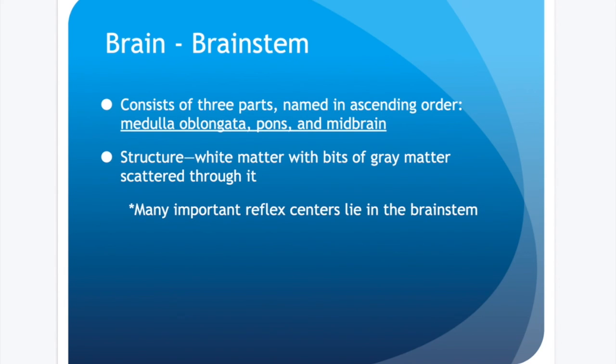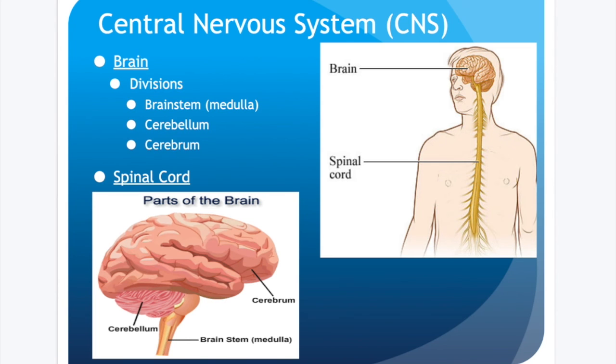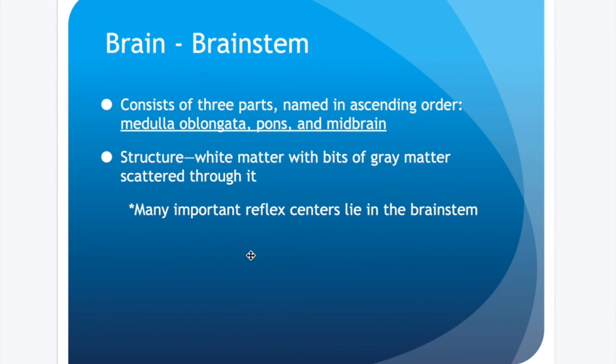So if we take a look at the brainstem, it consists of 3 parts, and they are named here in ascending order. So meaning from down here, which would be the medulla oblongata, then we have the pons, and then the midbrain is above that. They go in that order. The structure is going to be mostly white matter, meaning it's myelinated, it has that insulation. And it's going to have little bits of gray matter scattered throughout. Lots of important reflex centers are actually in our brainstem.